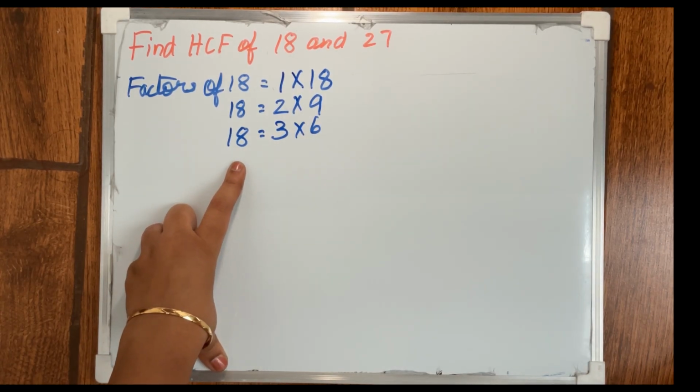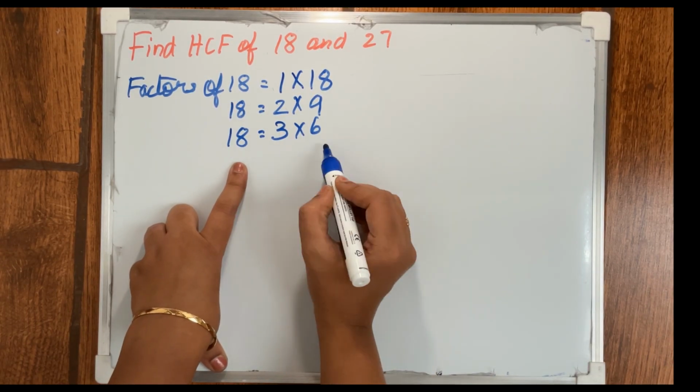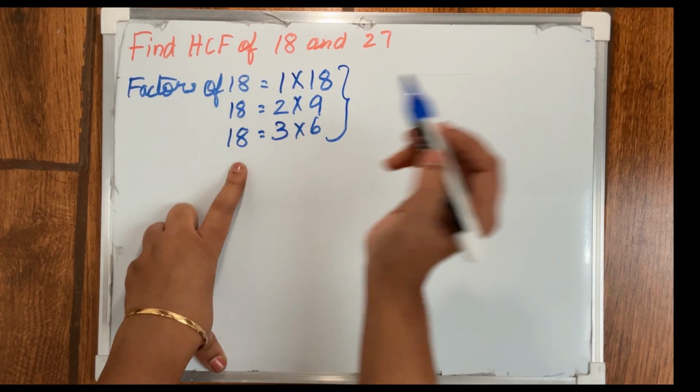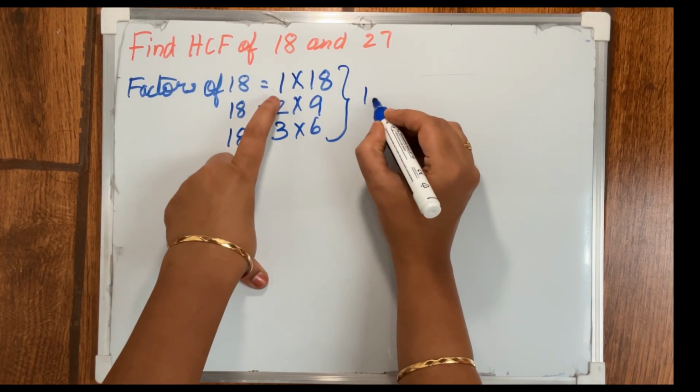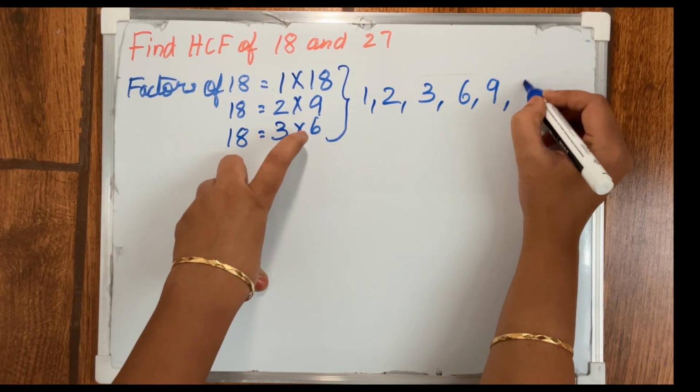Next, 10, no. 11, 12, 13, for all of these we will get a remainder if we divide. So we can stop over here, and hence the factors of 18 are, start writing: 1, 2, 3, 6, 9 and 18.